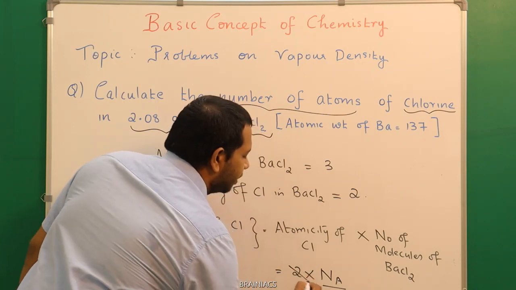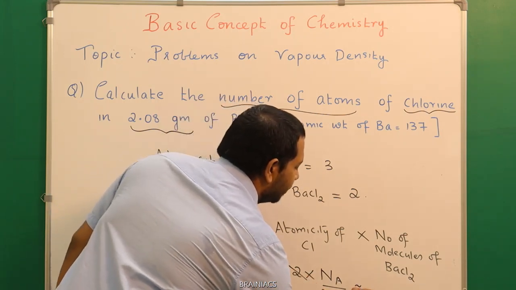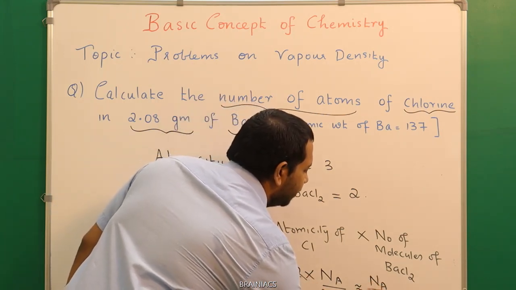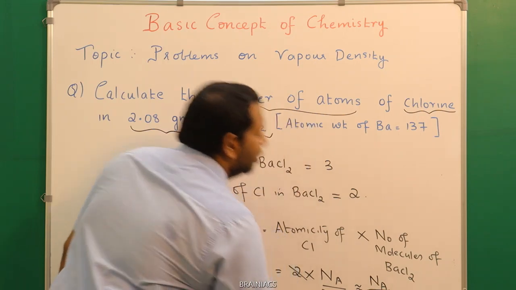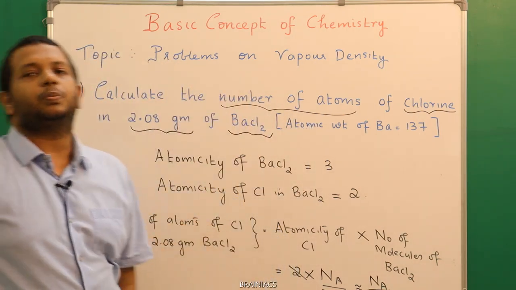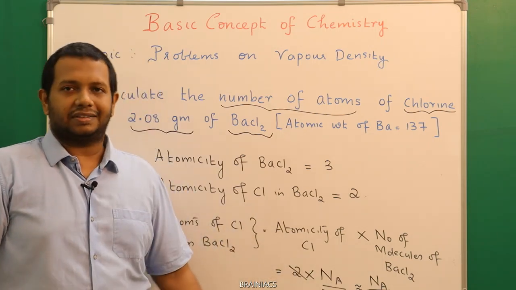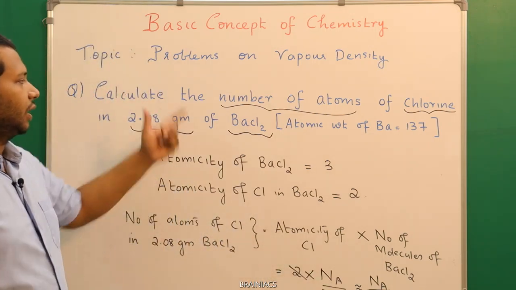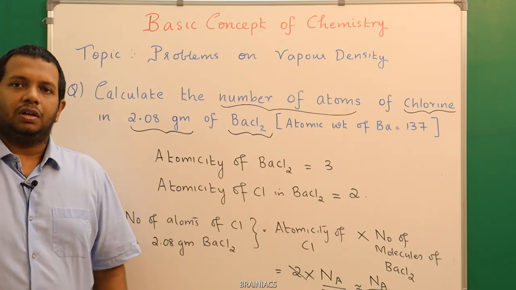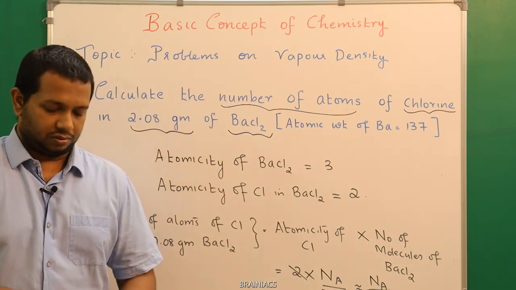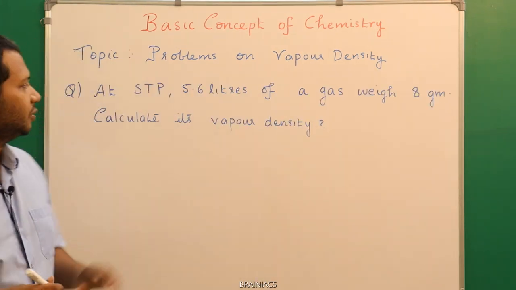So what will be the answer? The 100 will get cut off, so I will get Na by 50 as my answer. Okay, you can do the exact calculation: 6.022 into 10 power 23 divided by 50 will be the exact answer. You can do it. I hope you understood the concept. So we will go to the next question.